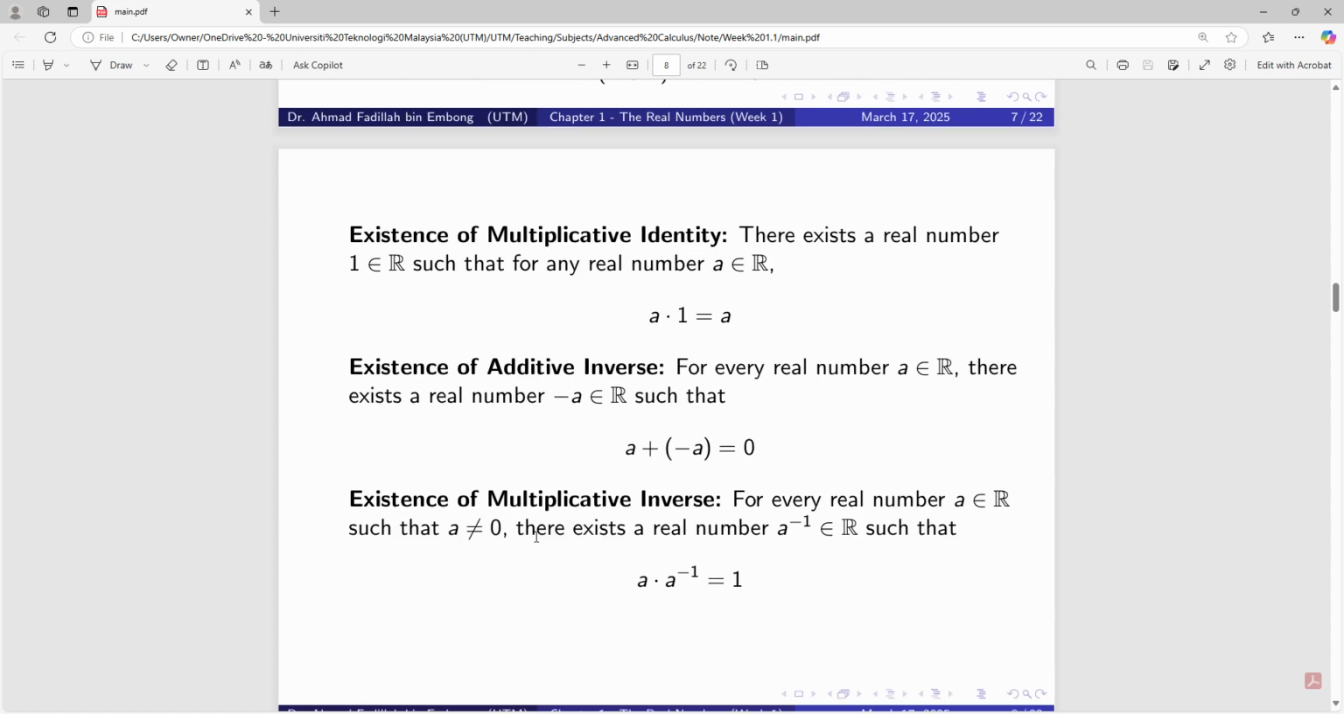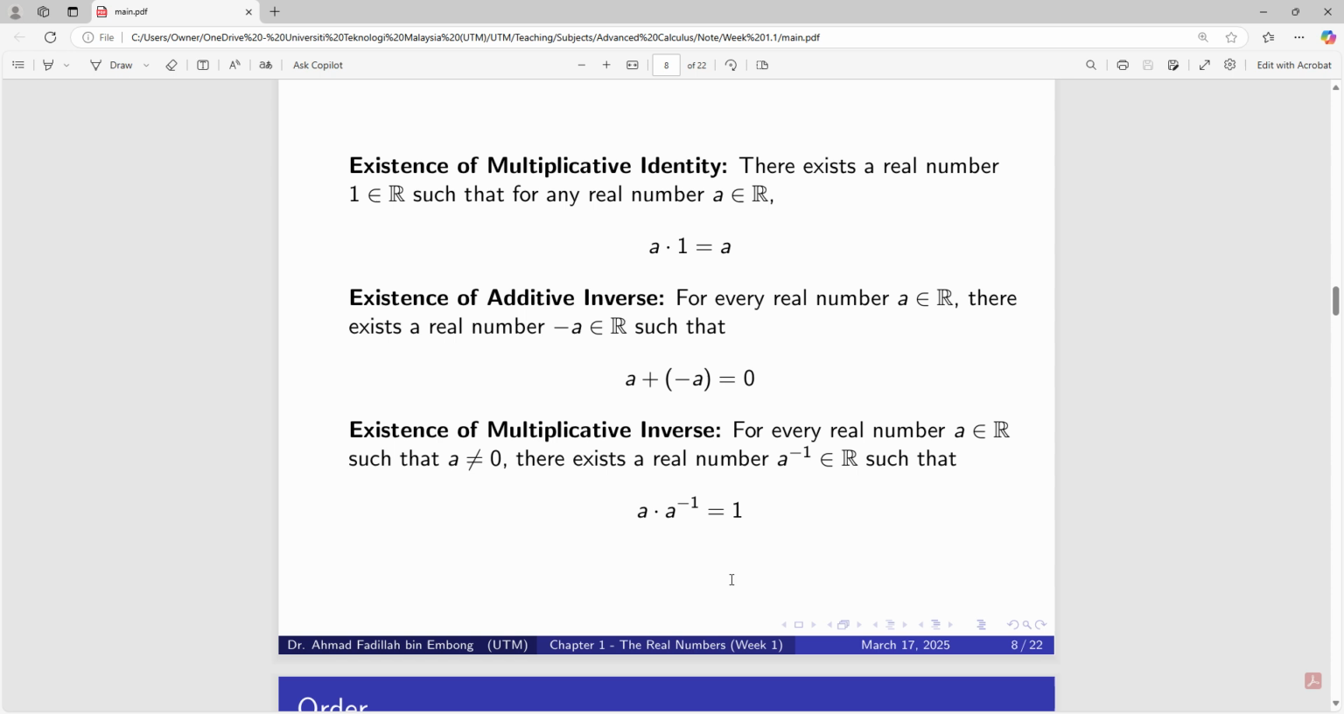And the last one is the multiplicative inverse. Multiplicative inverse is that when we multiply a number with its inverse, we will get the multiplicative identity. So we record again, the multiplicative identity is equal to 1. Therefore, when we multiply, for example, 2 multiplied by 1 over 2, you will get 1. So in this sense, 1 over 2 is the multiplicative inverse for 2.